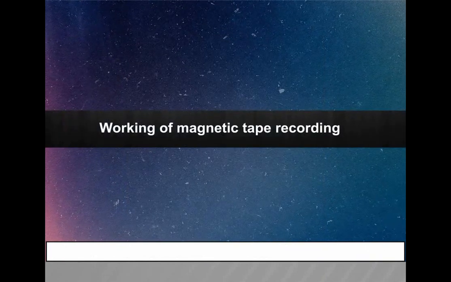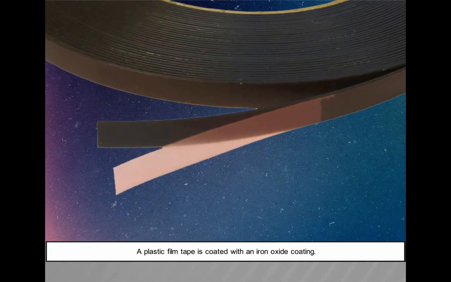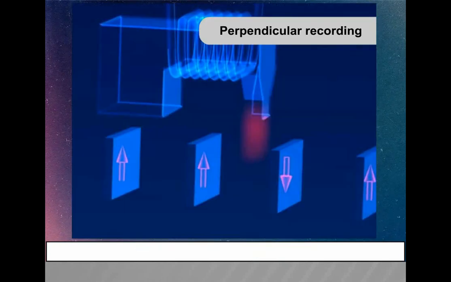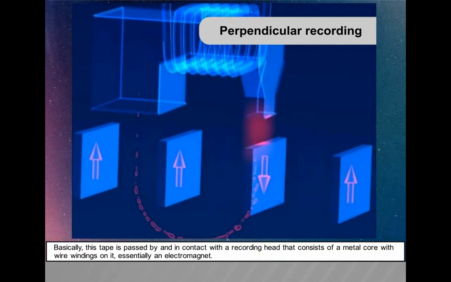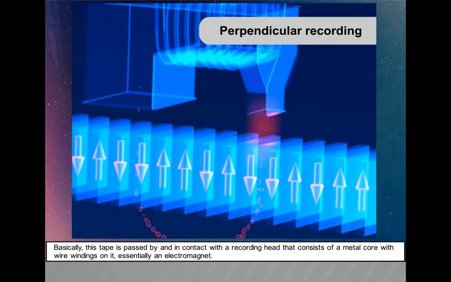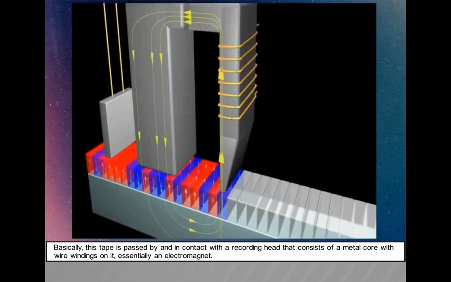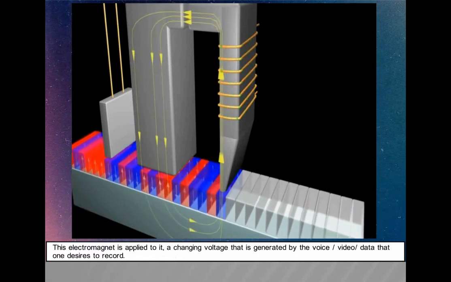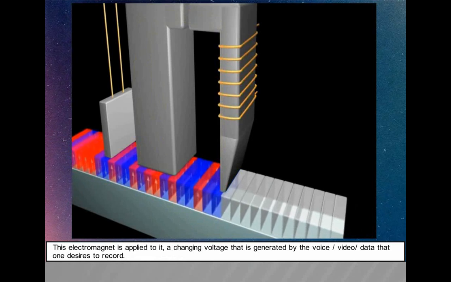Working of magnetic tape recording. A plastic film tape is coated with an iron oxide coating. Perpendicular recording. Basically, this tape is passed by and in contact with a recording head that consists of a metal core with wire windings on it, essentially an electromagnet. This electromagnet has applied to it a changing voltage that is generated by the voice or video or data that one desires to record.